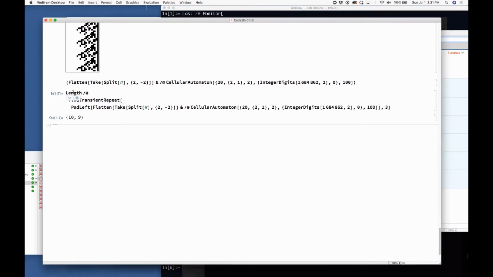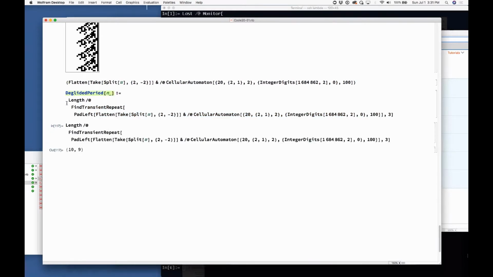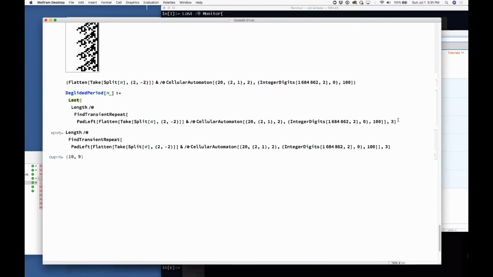Okay, so what this now should be doing is, so now let's say deglided is of an integer n. This is very bad. Okay, we could call it a deglided period. Integer n is this thing. And actually, it's just the last of that we want. That's the period. And let's make it, 3 is enough.